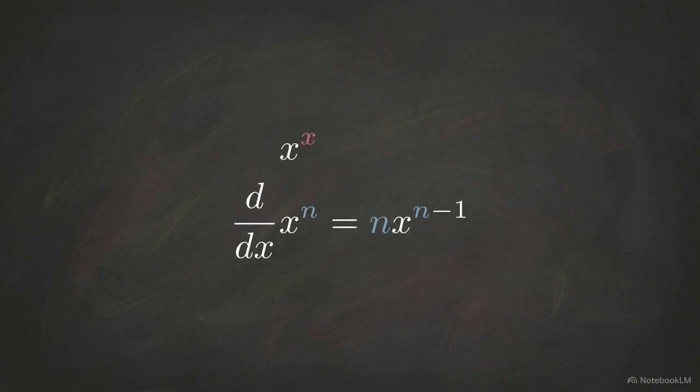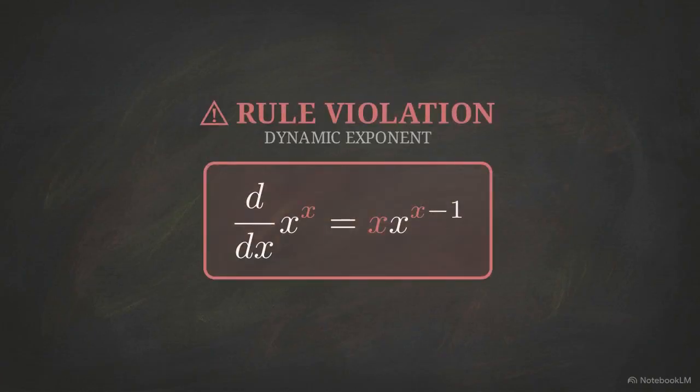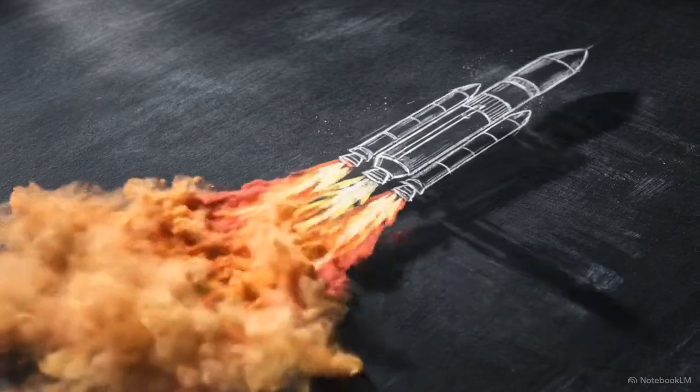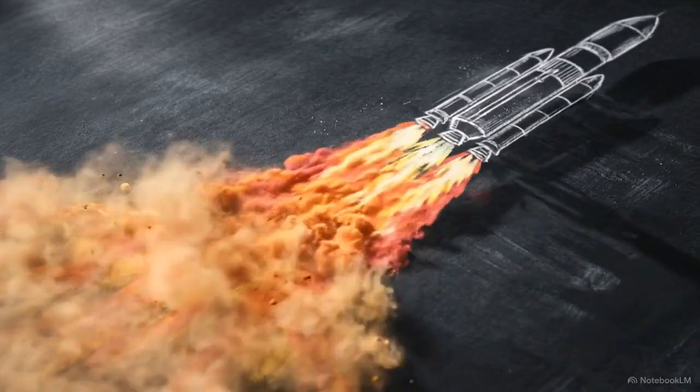Standard calculus logic fails when exponents are dynamic. Logarithmic differentiation provides the mechanical workaround required to calculate rates of change in systems where nothing remains static.